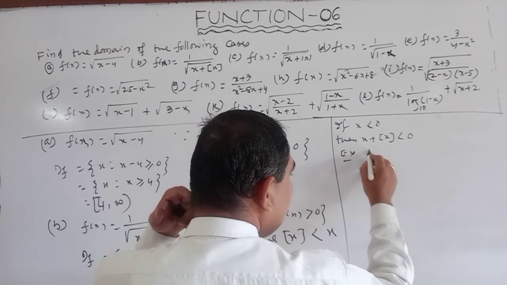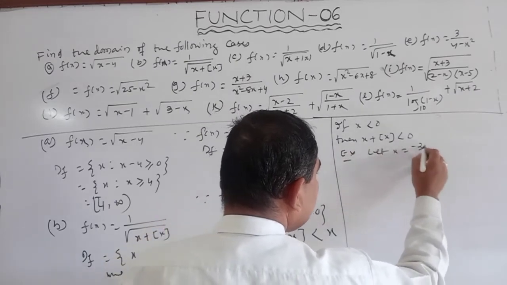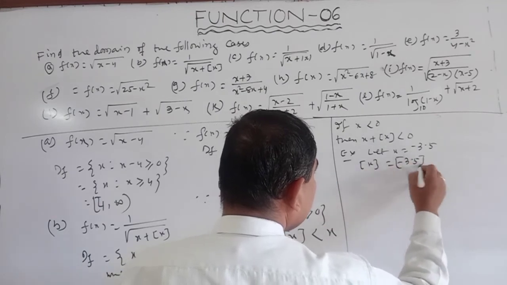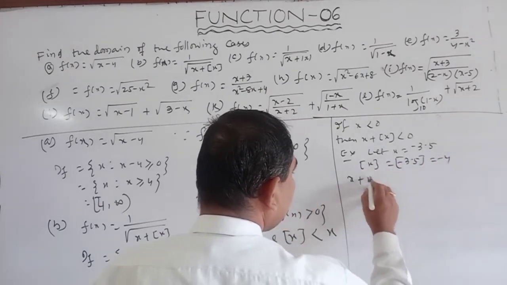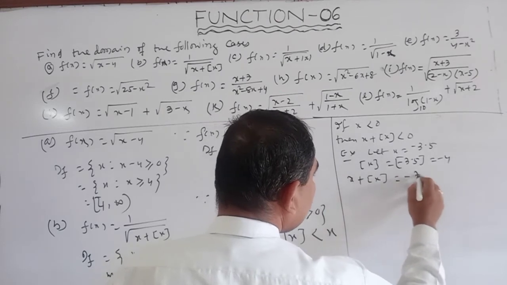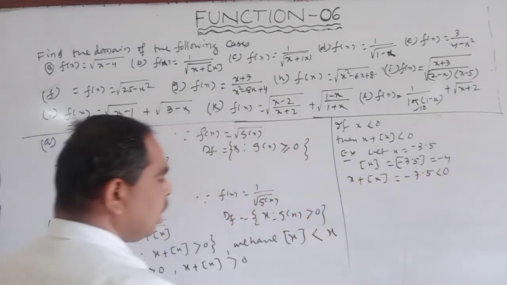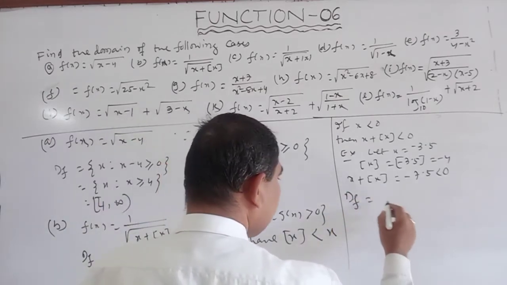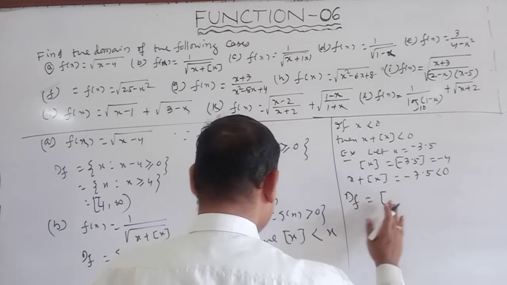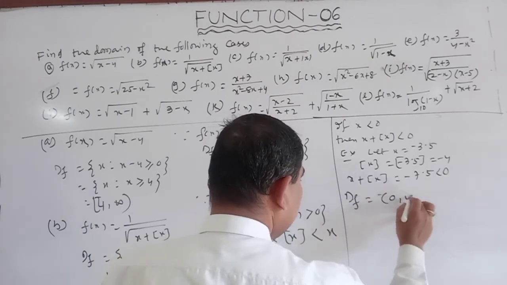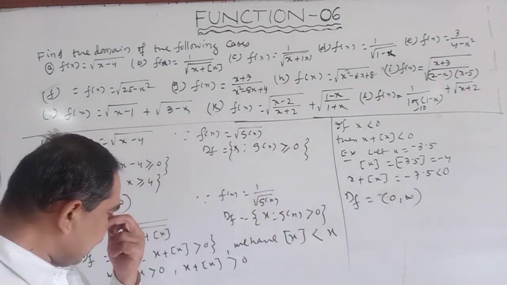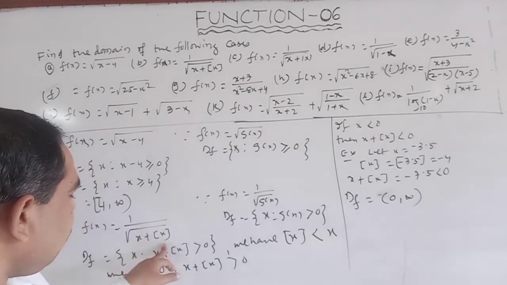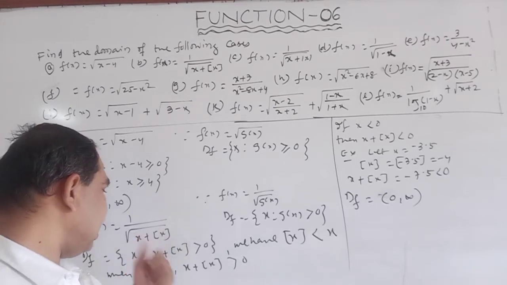Example, let x is equal to minus 3.5. So square bracket of x is equal to minus 4, so x plus square bracket of x is equal to minus 7.5, which is less than 0. Therefore the domain of f is equal to the open interval 0 to infinity. When x is greater than 0, x plus square bracket x is positive, otherwise it is negative.